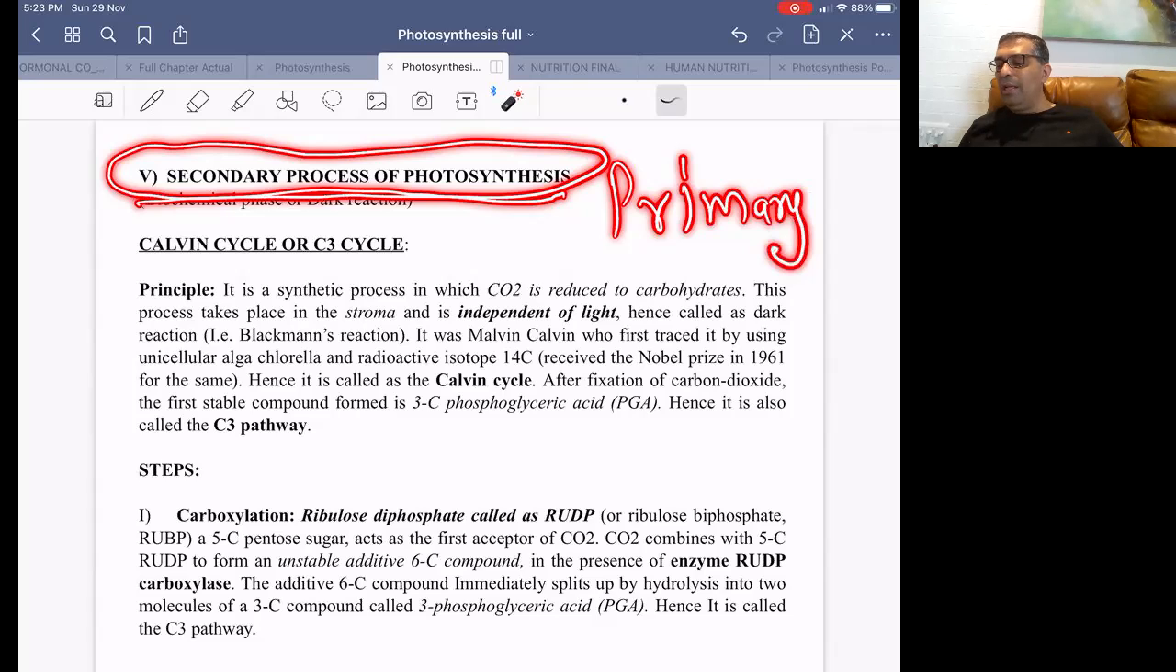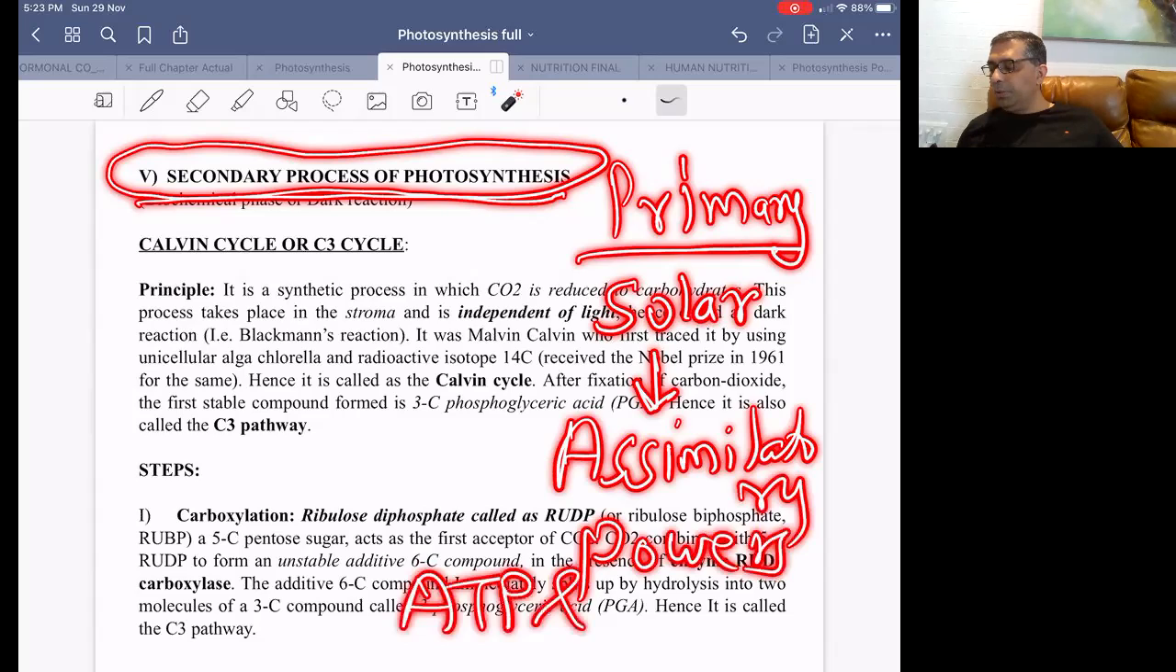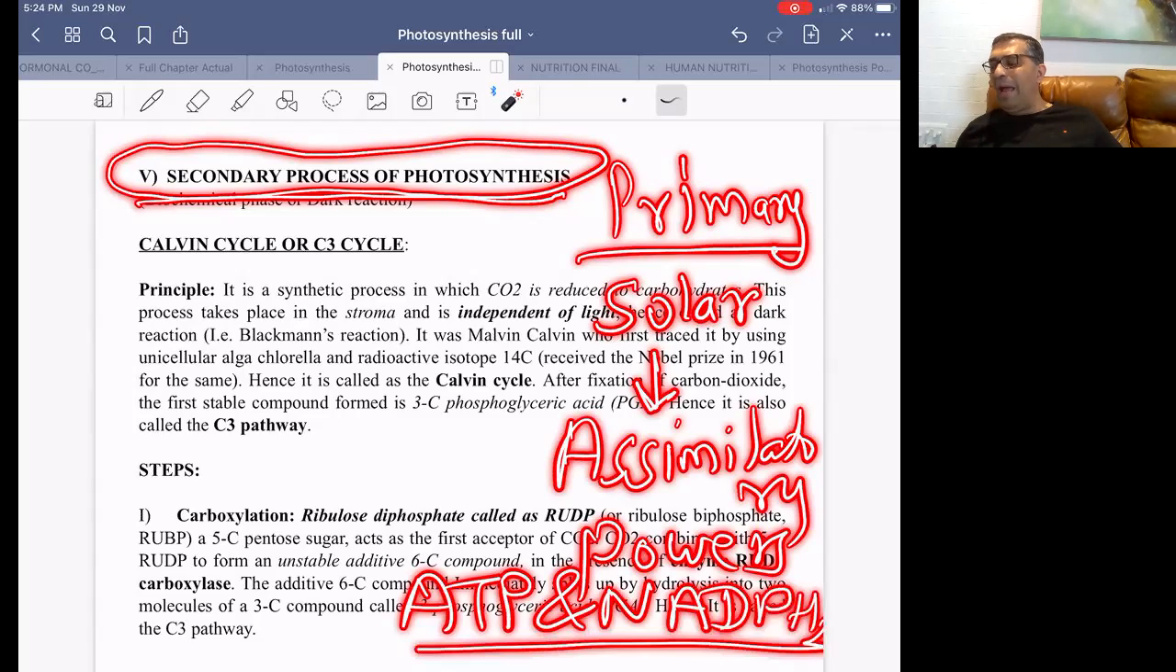Light reaction is the primary process which converts solar energy into assimilatory power. Which are the assimilatory powers? ATP and NADPH2. They have energy trapped in them, so they are called assimilatory power. And this is called primary reaction. Where does this take place? In the grana. So this is called light reaction.